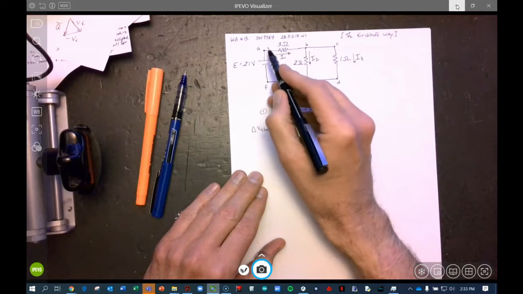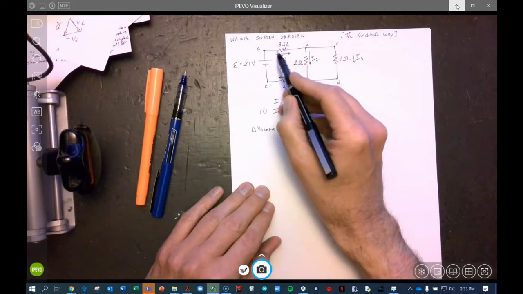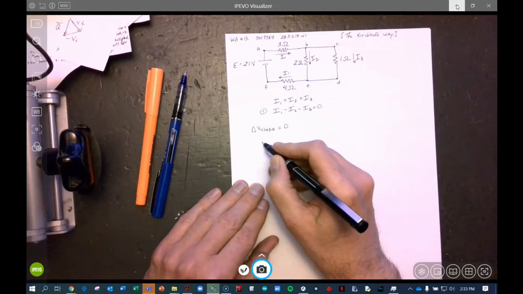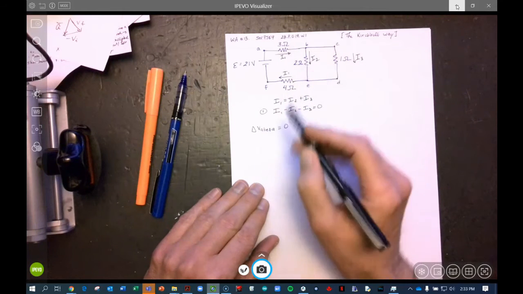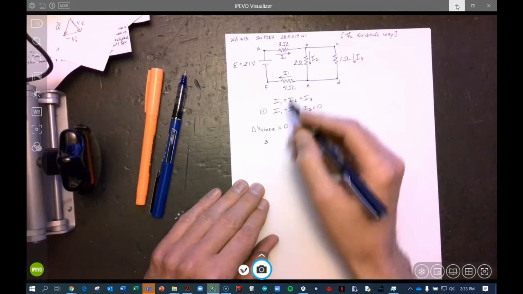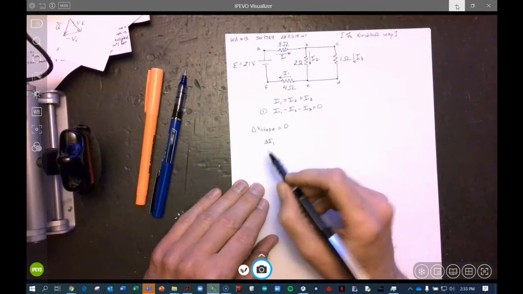So if we start here and look in a clockwise direction, the voltage drop across this resistor, we know is, and I'm going to not use units just to make the math a little bit easier to see, 3 ohms times I1, and that's the voltage drop.